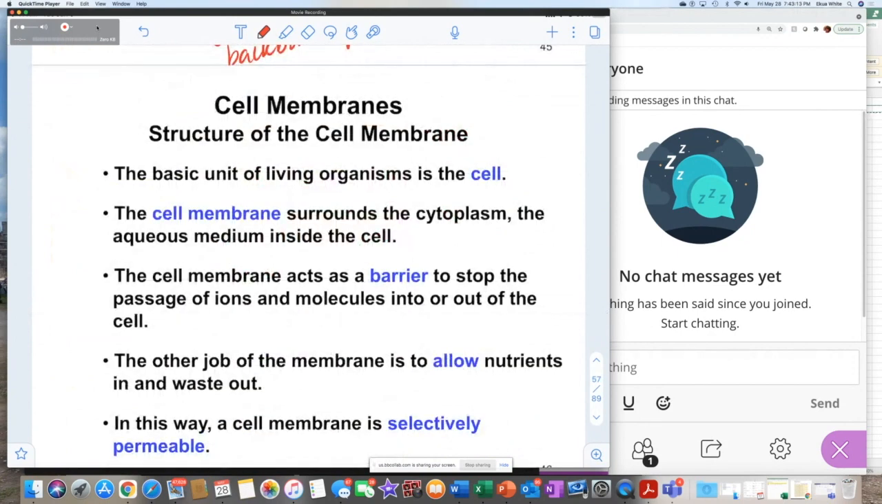Anyway, so moving on, talking about the structure of the cell membrane. The basic unit of a living organism is a cell. The cell membrane surrounds the cell cytoplasm, the aqueous medium inside the cell.